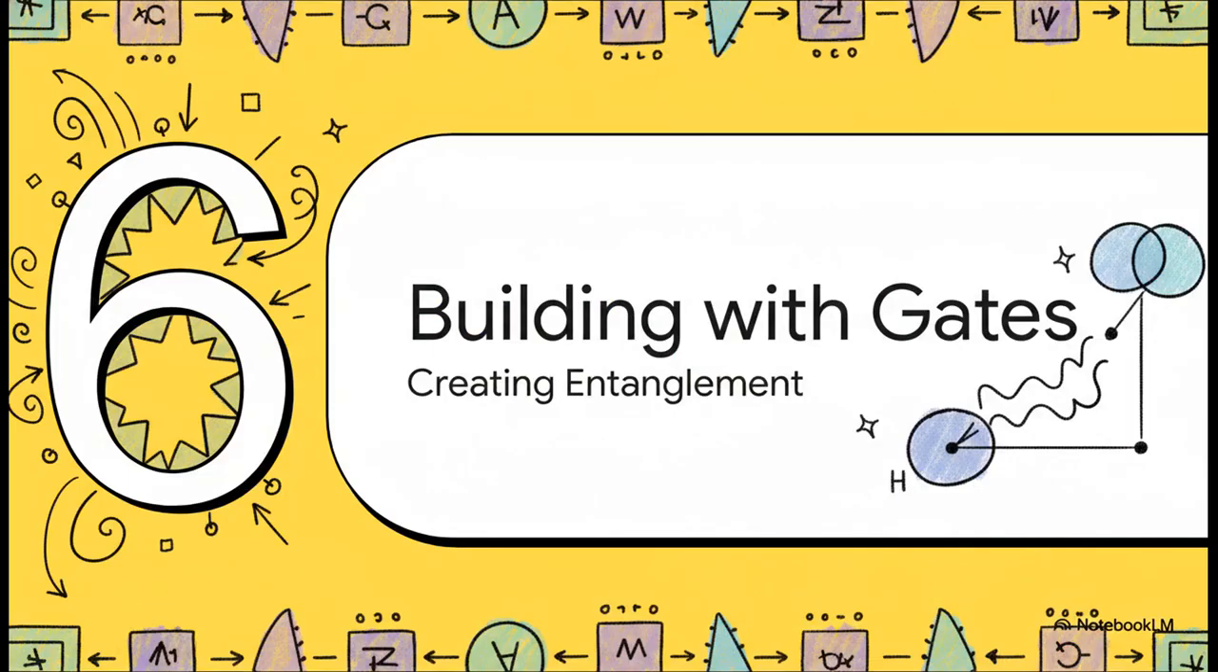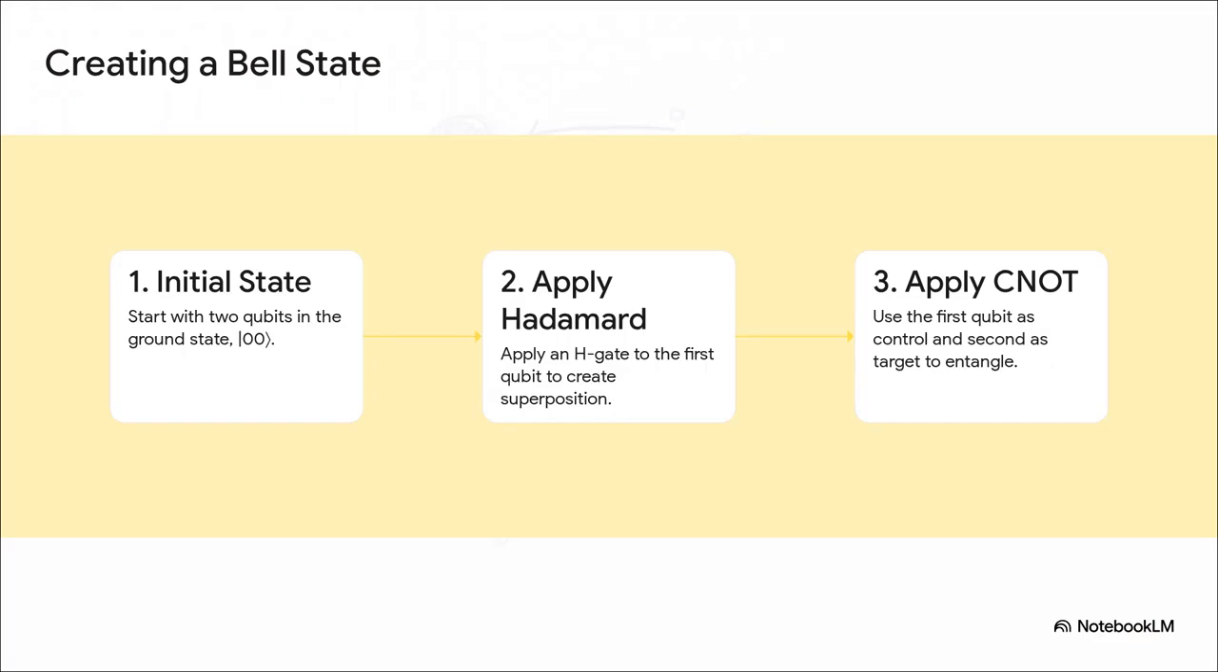Okay, let's put this all together. Let's use our new tools to build something, well, something kind of magical. We're going to combine a couple of our gates to construct one of the most fundamental and famous states in all of quantum information, an entangled Bell state. Here's the recipe, and it's actually surprisingly simple. We start with 2 qubits, both in the plain old 0 state. First, we hit that top qubit with the Hadamard gate, which, as we know, puts it into a perfect superposition.